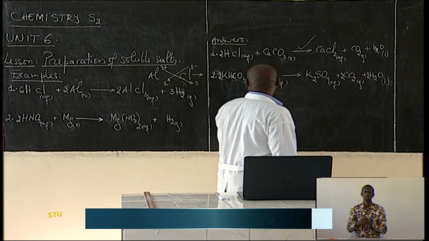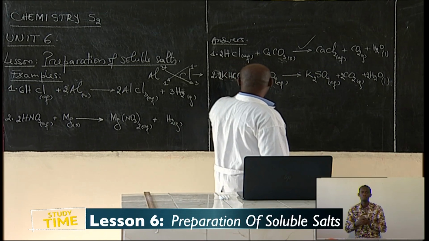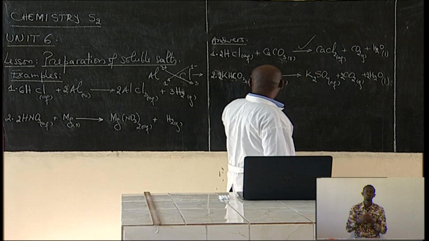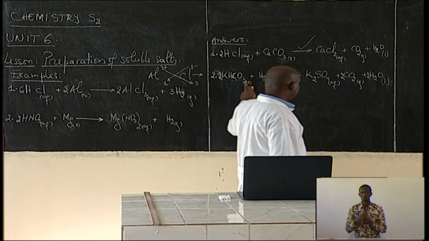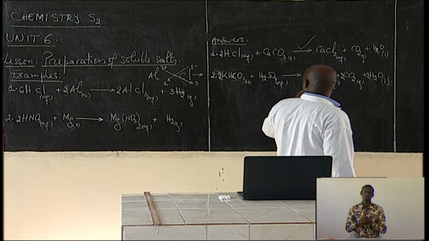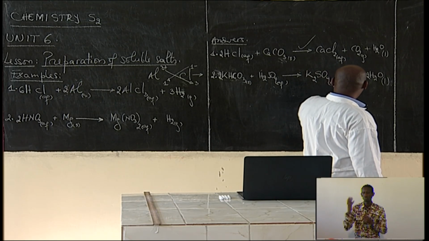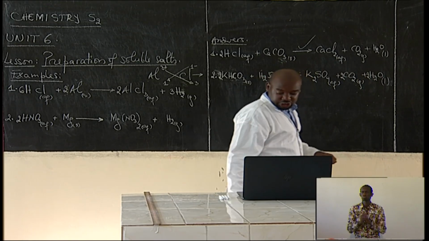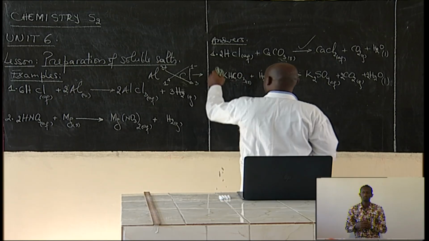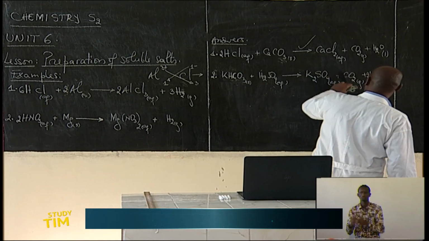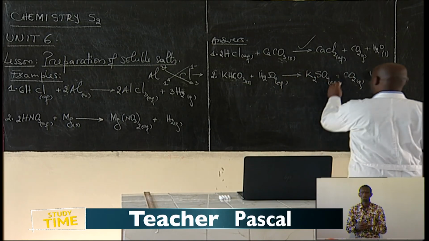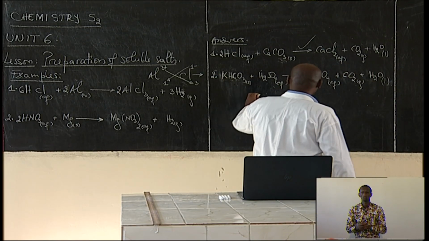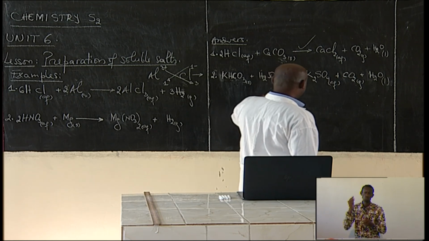Now let us check if it is balanced. Potassium, 2. Hydrogen, we have 4. There we have 4. Carbon, we have 2, and here we have 2. Oxygen, we have 4 plus 3, that is 7. Here we have 4, 8, 10. So what we have here is not balanced. So we have to change this. We have 1 potassium, and here we have 2. And then what do we have to do?